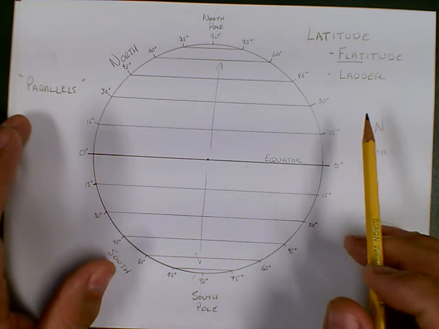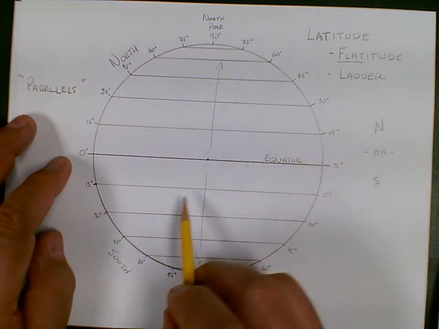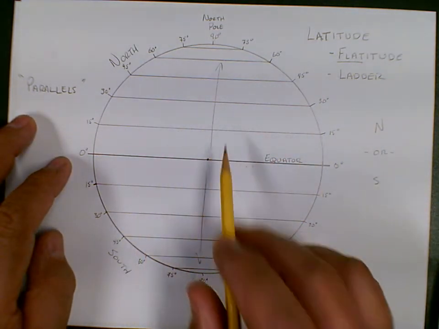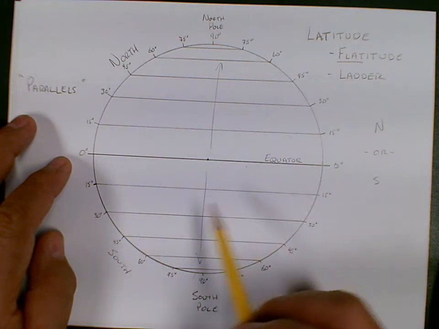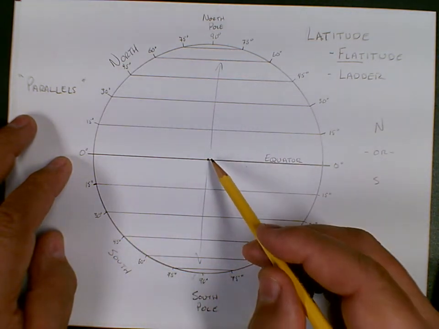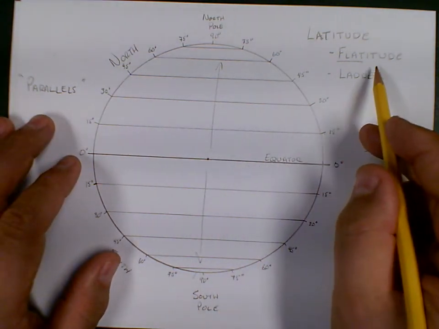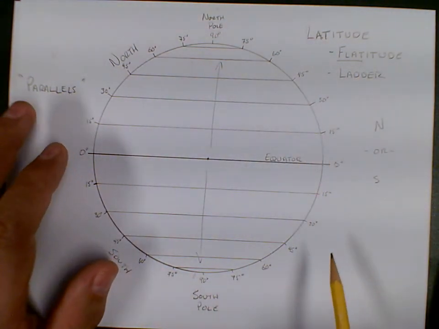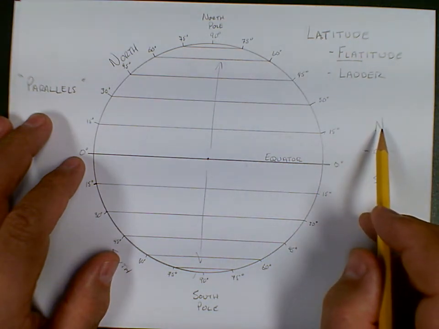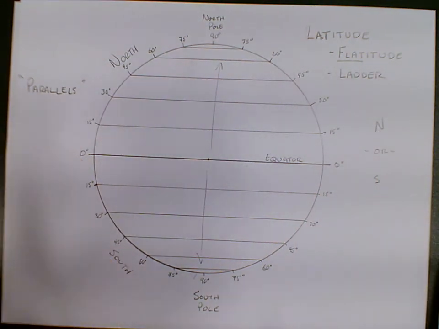The other way that we can think about latitude is like a ladder. So the parallels, the isolines of latitude, they run flat like the rungs of a ladder, allowing us to go up or go down, but not sideways. So again, a ladder is a way that we can think about that. Latitude only lets us go north or south.